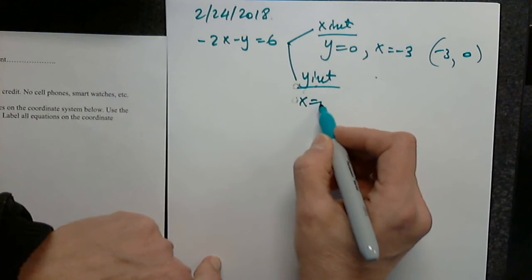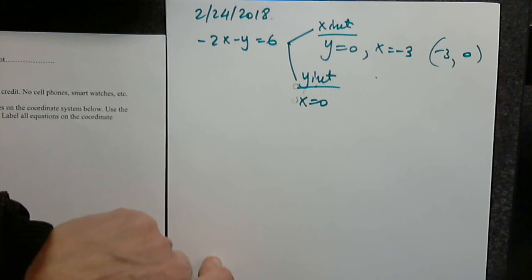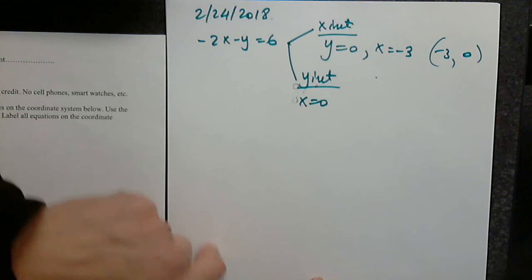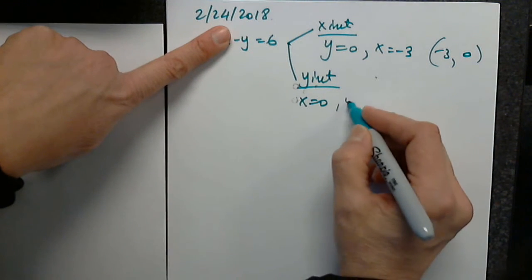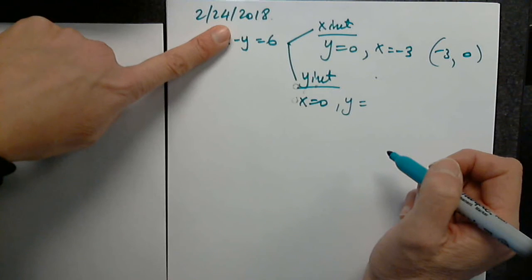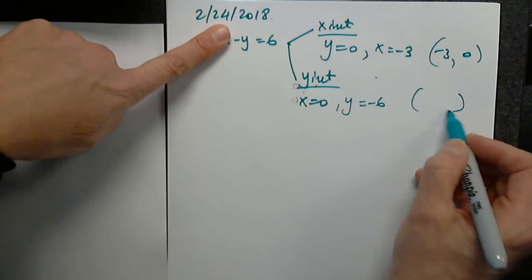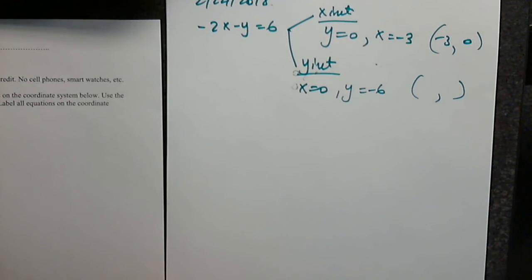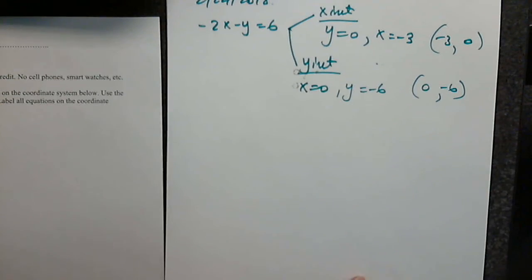How do I determine the y-intercept? Substitute 0 for x. Right. It's the y-axis, which has the equation x equals 0. How much is y? Negative 6. What is the ordered pair? 0, negative 6. Very good. So that's all I need.